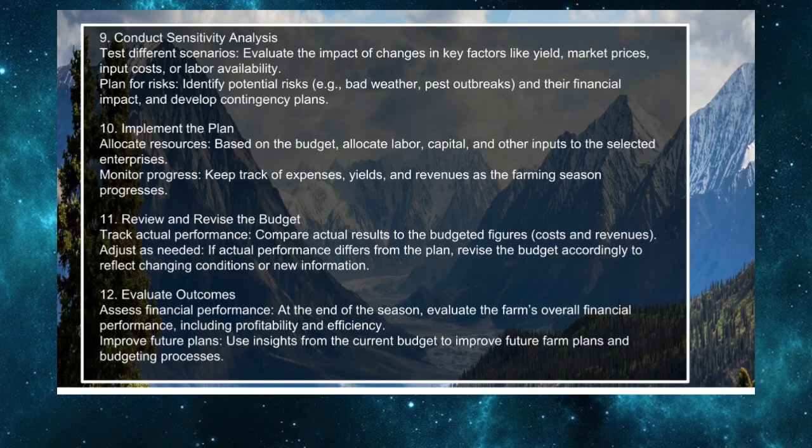Emphasizes the importance of reviewing and revising the budget. As the production season progresses, actual results may differ from what was originally planned. By comparing actual performance with budgeted figures, the farmer can identify variances and adjust the budget accordingly. This ensures that the farm remains responsive to changing conditions, whether due to market price changes, weather issues, or unexpected expenses.